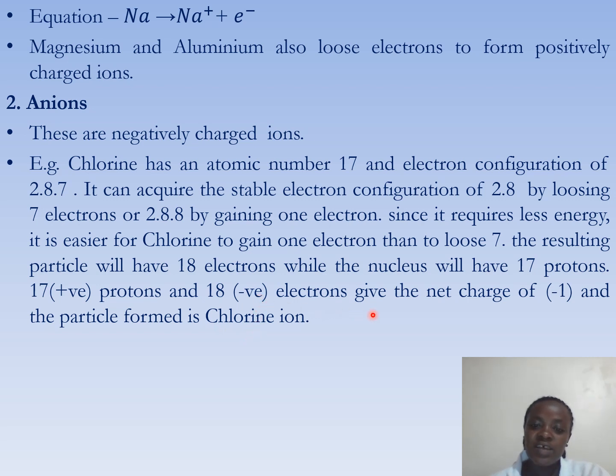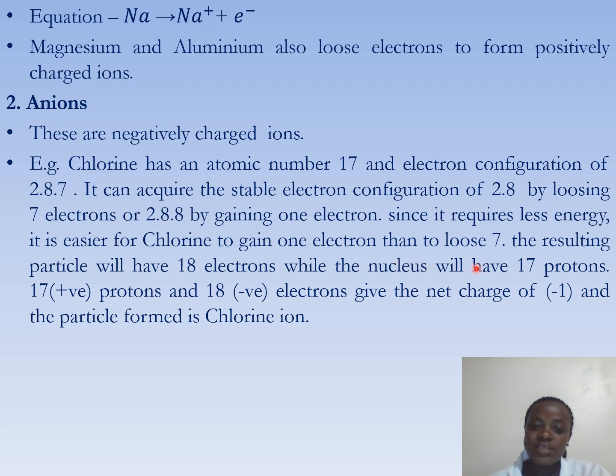So this will give the resulting particle a net charge of -1. Therefore, the particle will have a charge of -1. So this particle formed is known as the chloride ion. So the chloride ion has a -1 charge. So that is how we form negatively charged ions by gaining electrons. So this is mainly for nonmetals.